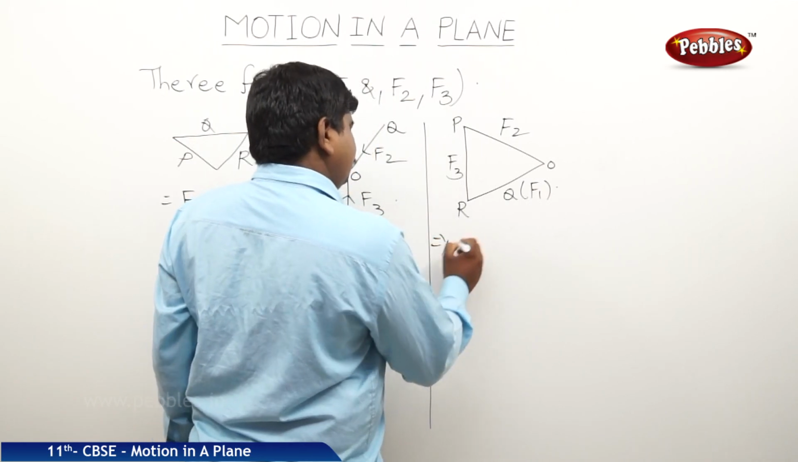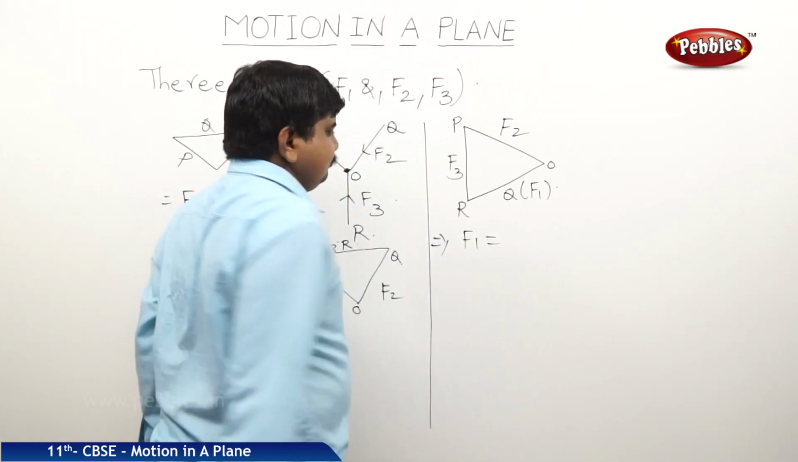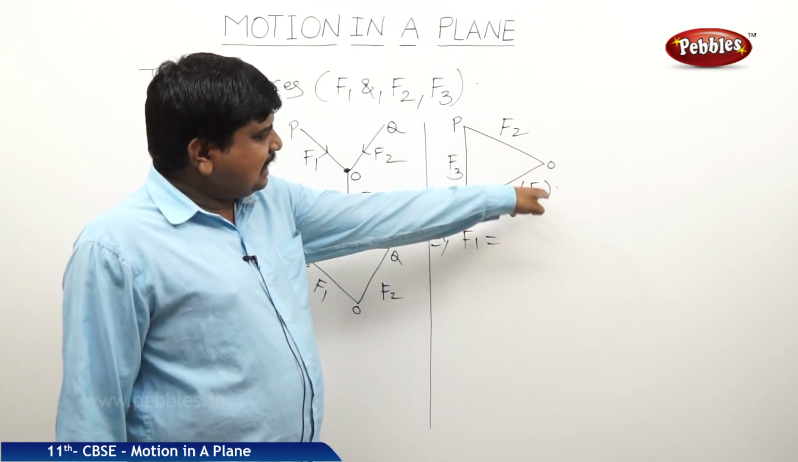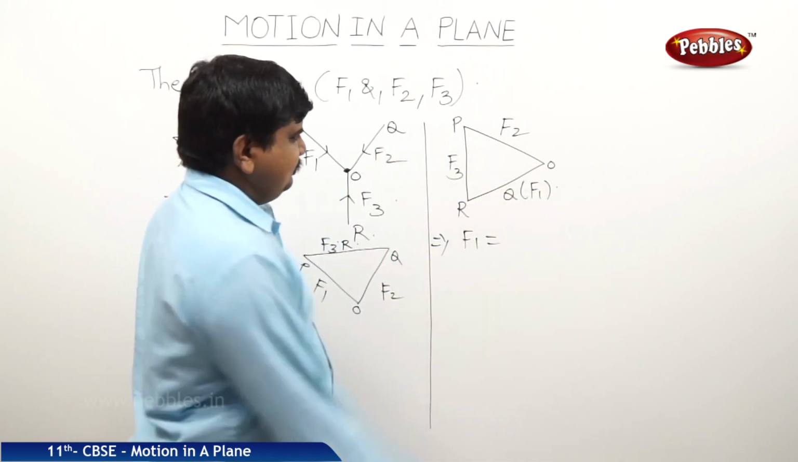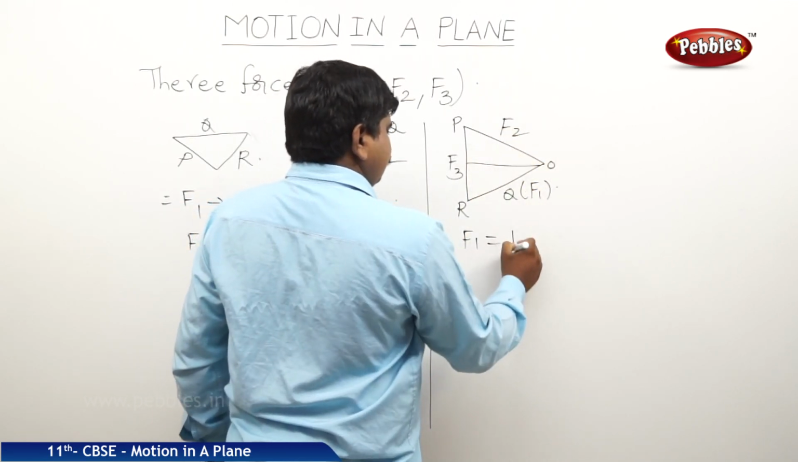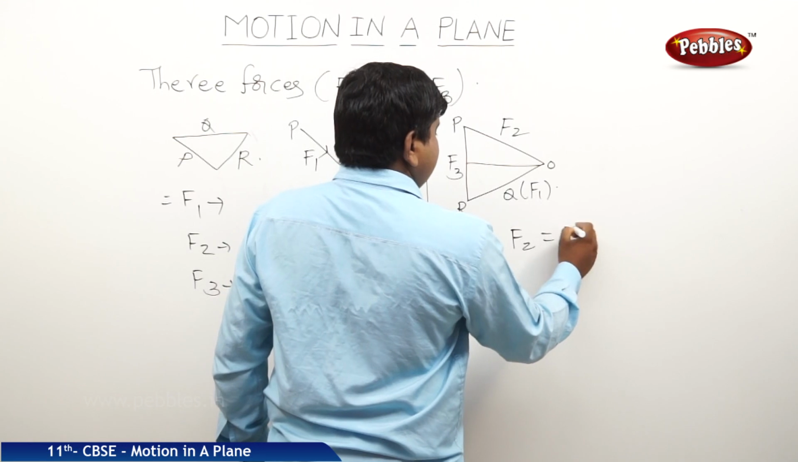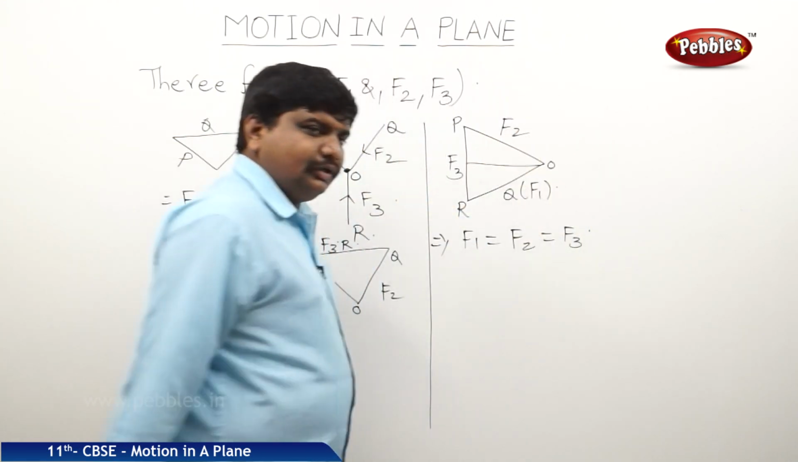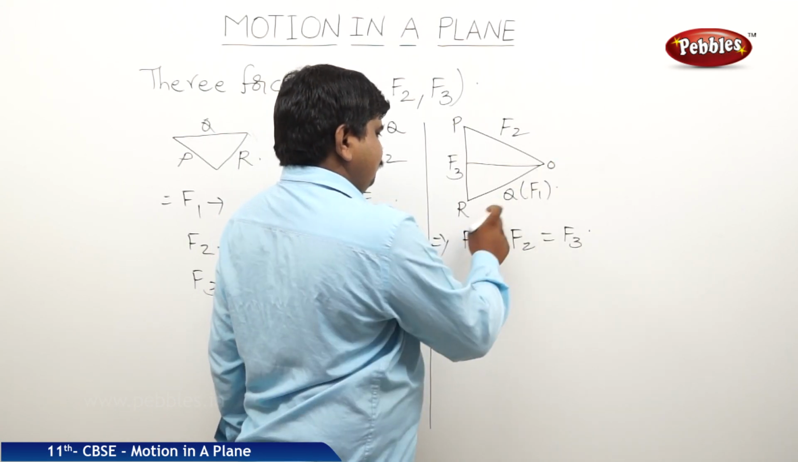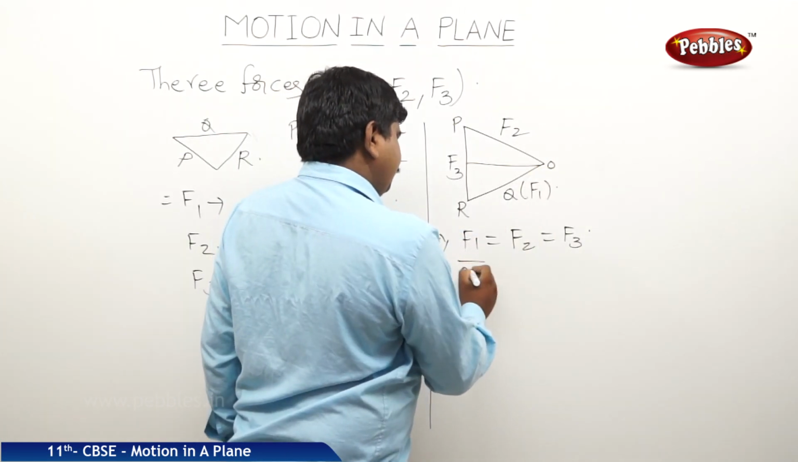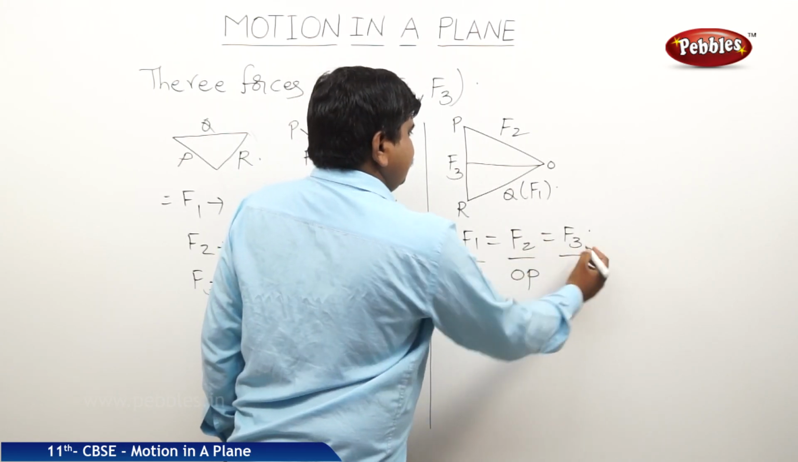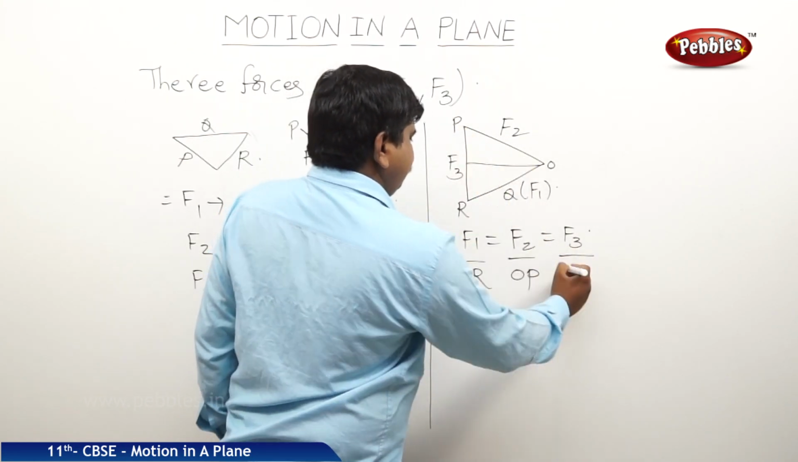So F1, where is F1 in this direction? This F1 is exactly opposite to the face of OP. So therefore F1 is equal to F2 is equal to F3. But what are the direction cosines? F1 by OQ or OR is equal to F2 by OP is equal to F3 by PR.